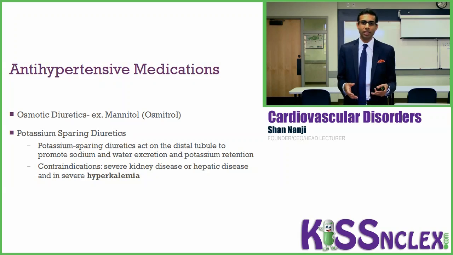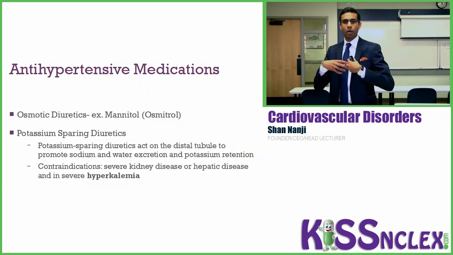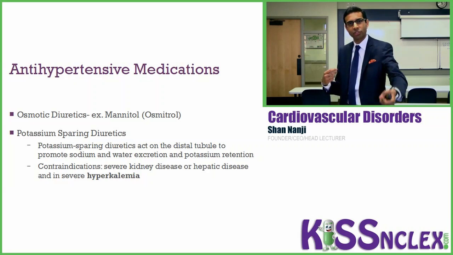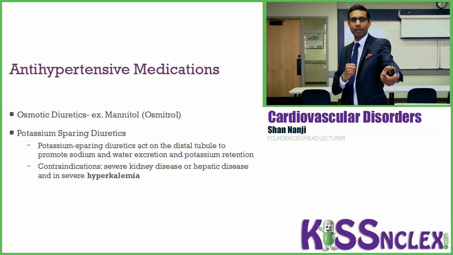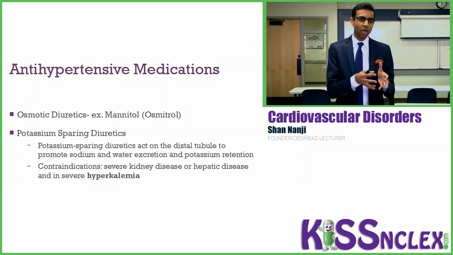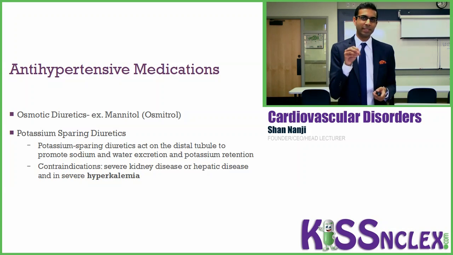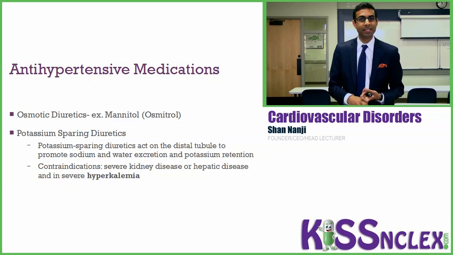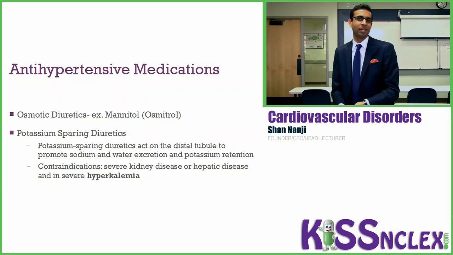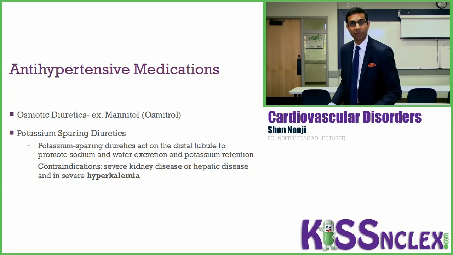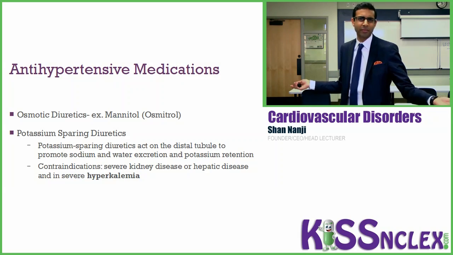Potassium-sparing diuretics now, these are diuretics that help promote sodium and water excretion. So you're still going to get rid of your sodium, but you're going to hold on to that potassium, okay? And they sometimes use this with other diuretics. The contraindication for a potassium-sparing diuretic is going to be somebody who has really bad kidney disease, okay, or really bad hepatic disease, and somebody who has too much potassium already. Because think about it. If they already have too much potassium, do you want to spare their potassium even more and give them more, or do you want to let them get rid of it? You want to let them get rid of it, right?